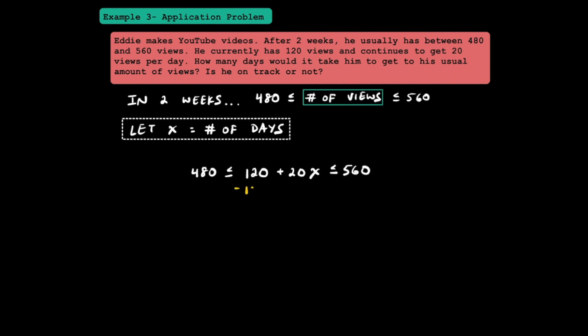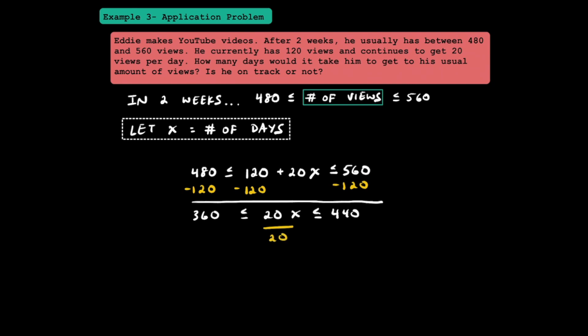To solve this double inequality, we're going to subtract 120 from all three parts. 480 minus 120 is going to be 360 on the left, which is less than or equal to 20x, which is less than or equal to 440. Then we're going to divide the middle by 20 and do the same to the left and to the right. 360 divided by 20 is going to be 18, which is less than or equal to 20x divided by 20 is going to be x, which is less than or equal to 440 divided by 20 is going to be 22.